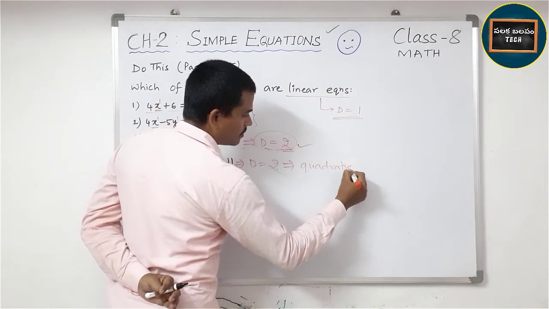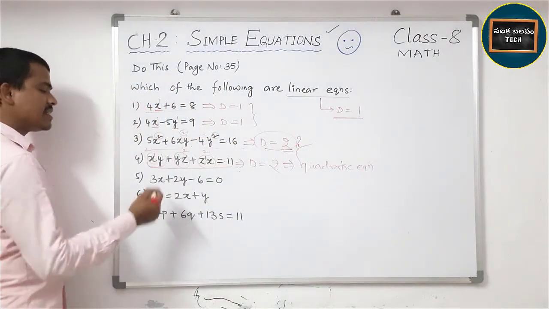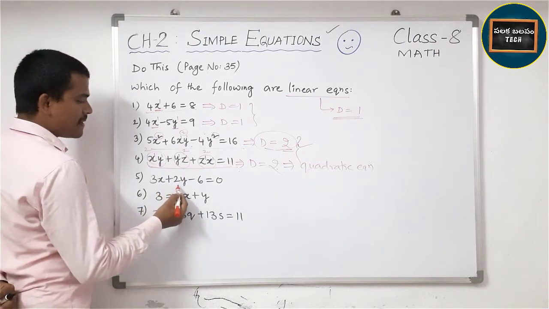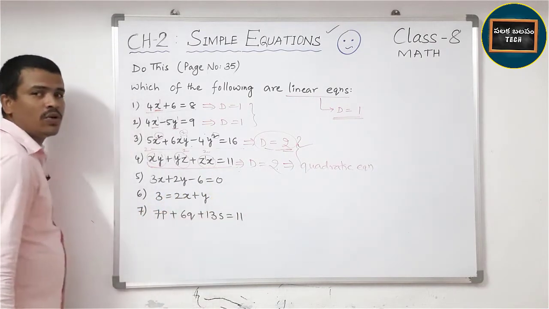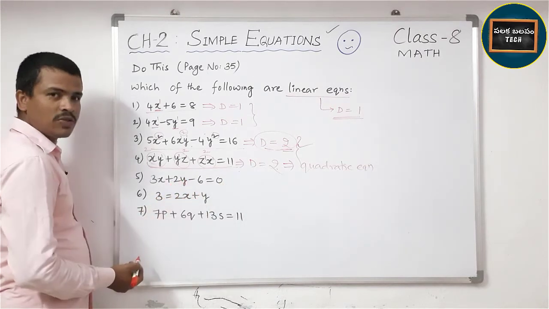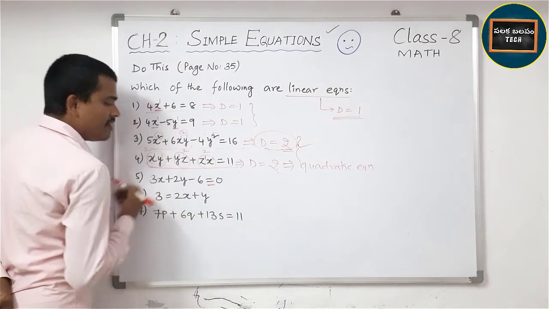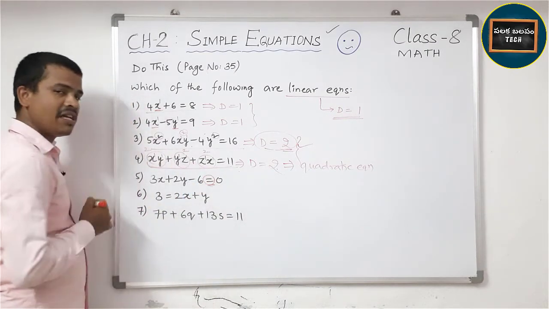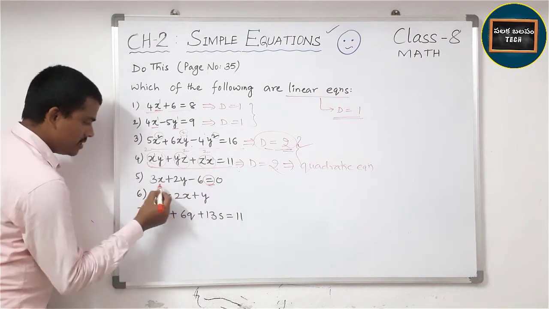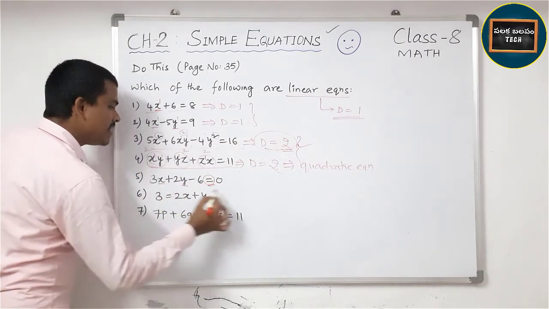Quadratic equation. This is also a quadratic equation. Now let us see the fifth question. 3x plus 2y minus 6 equal to 0. It is an equation. By seeing the equality sign, we can say that it is an equation. In how many variables? x and y are the two variables. So it is an equation in the two variables.